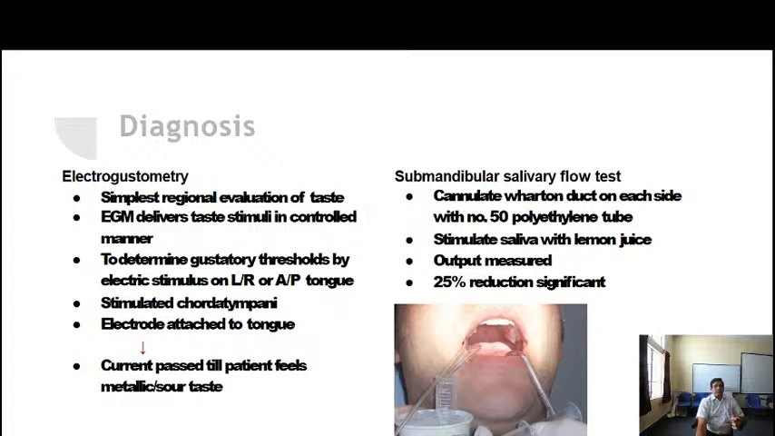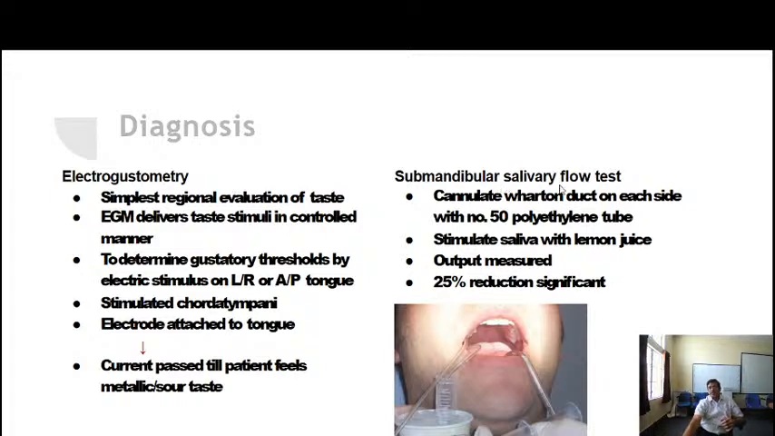Then you have the electrogustometry, that is to measure the amount of taste sensation. An electrical stimulus is applied onto the tongue, stimulating the chorda tympani, an electrode is attached to the tongue, and current is passed till the patient feels a metallic or sour taste. This is to establish the chorda tympani continuity.